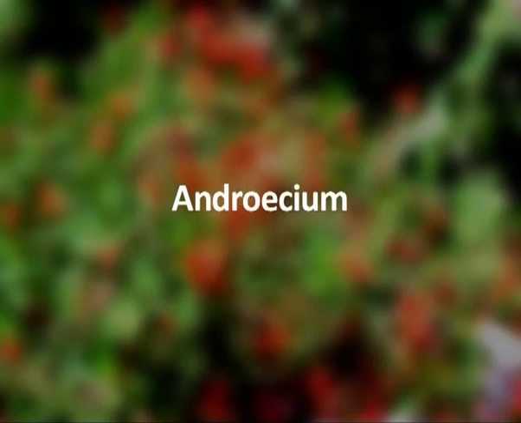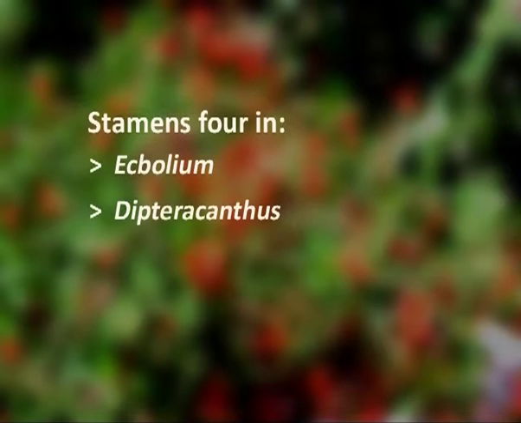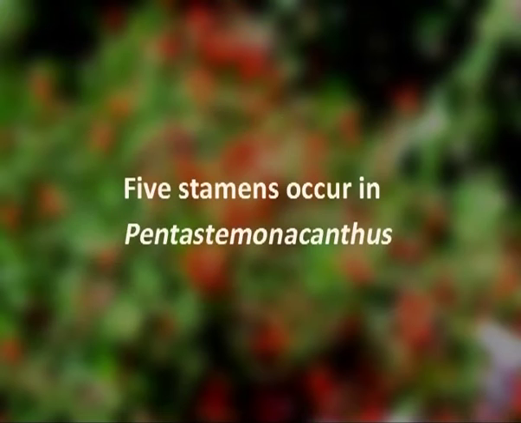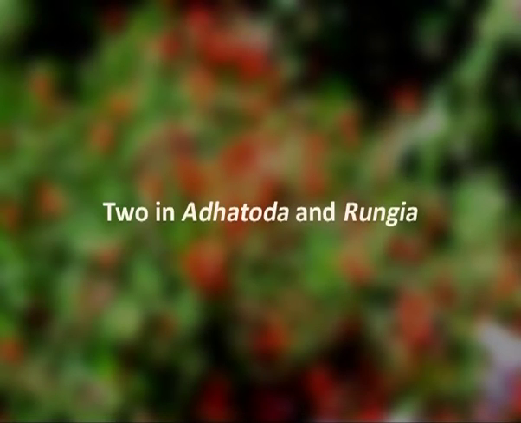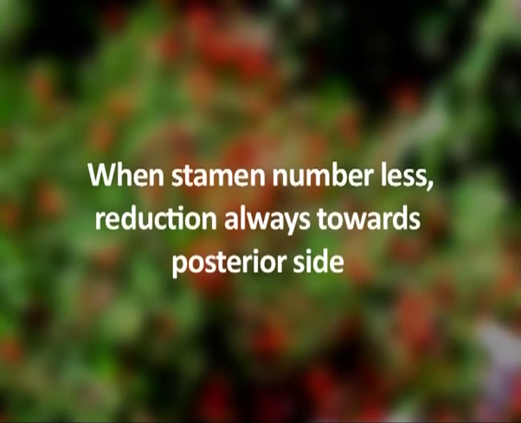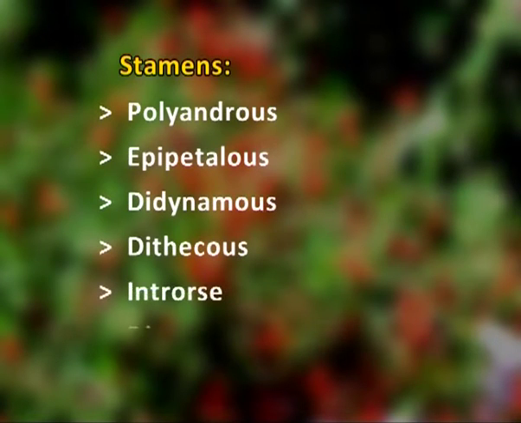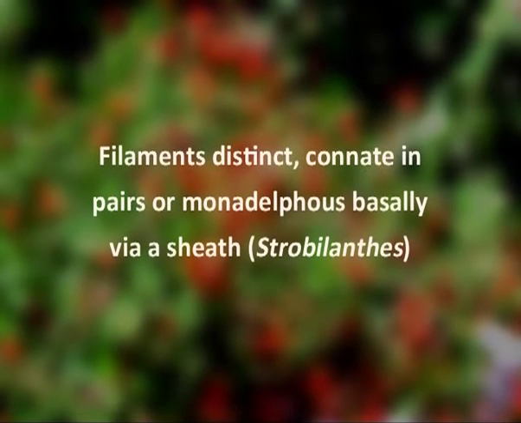Now the androecium. Stamens are generally 4, for example in Ecbolium, Dipteracanthus, Nelsonioideae and Tubiflora. However, there are variations. For example, there are 5 stamens in Pentastemon Acanthus and only 2 in Acanthaceae and Ruellia. When the stamen number is less, the reduction is always towards the posterior side. Stamens are polyandrous, epipetalous, didynamous when 4, dithecous, introrse, discrete. The filaments are distinct, connate in pairs or monadelphous basally via a sheath, as in Strobilanthes.